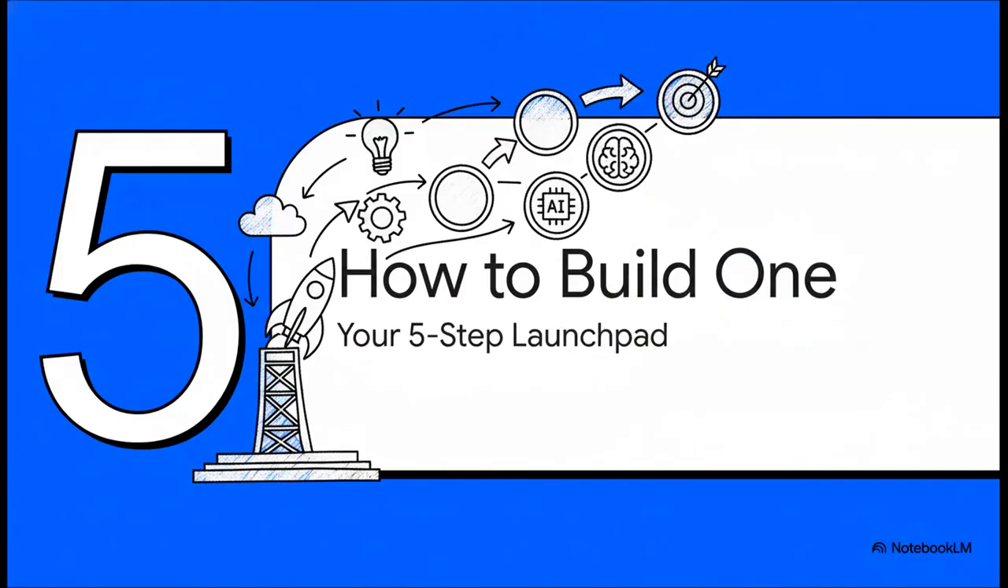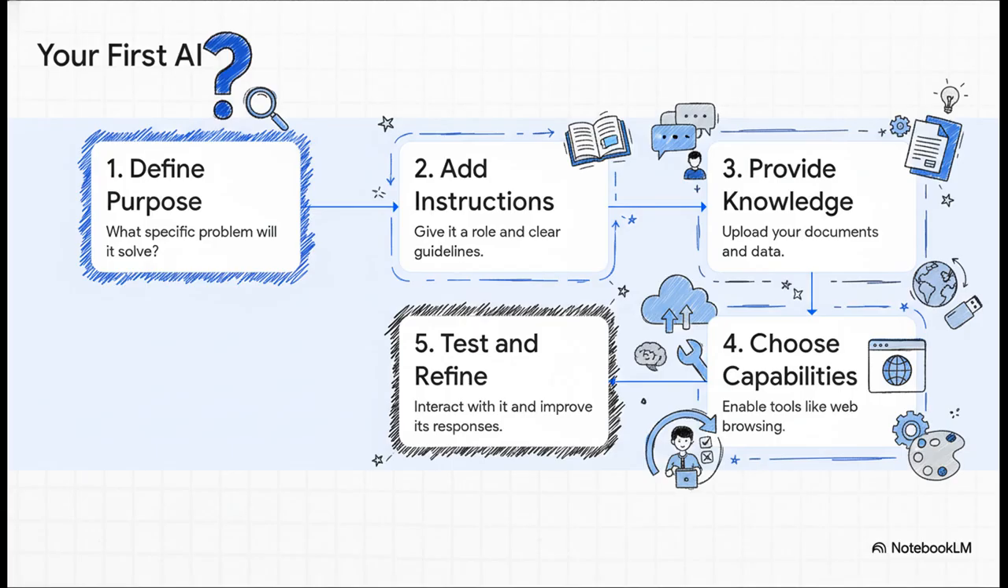So, the big question, how do you actually build one of these things? Well, the really good news is that no matter which platform you choose, the basic process is pretty much the same. It really just boils down to 5 simple steps. First up, you have to define its purpose. What is the one specific problem it's going to solve? Be clear. Step 2, you add instructions.